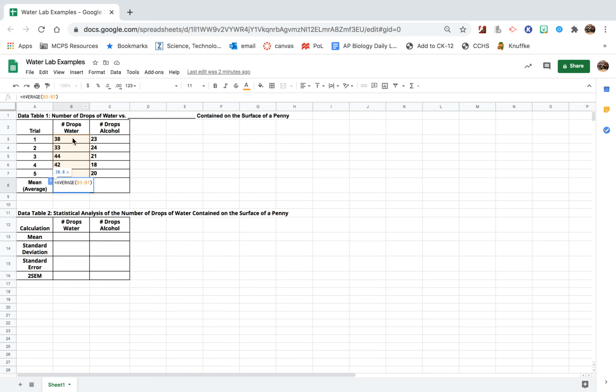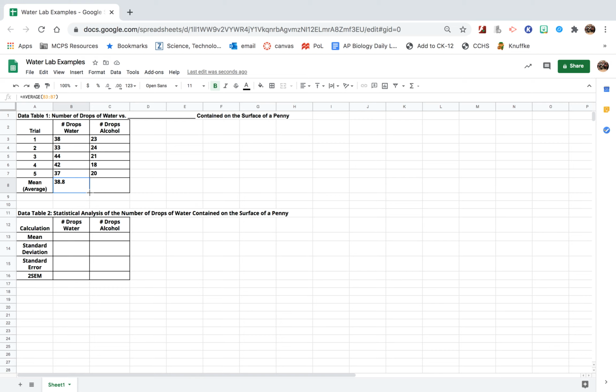And I'll know I did it correctly if the ones I want the average of are highlighted, which you can hover over and see. Yep, that looks good. All right, and then hit enter. 38.8 was my average for water. At school last year, my average was closer to 50, so I wonder what's going on here.